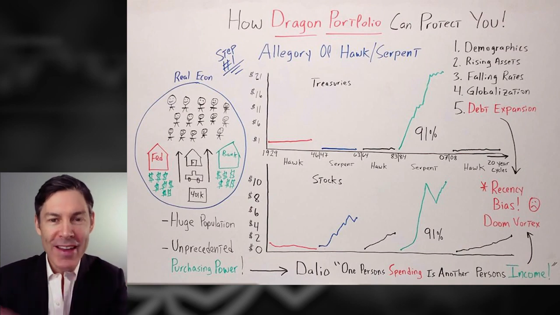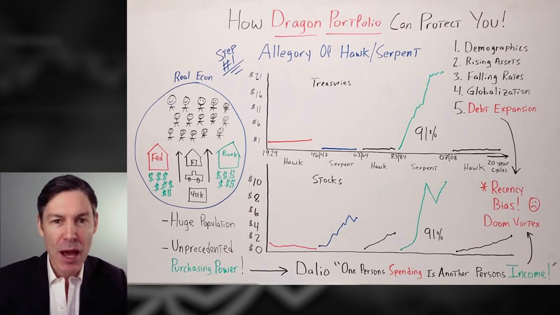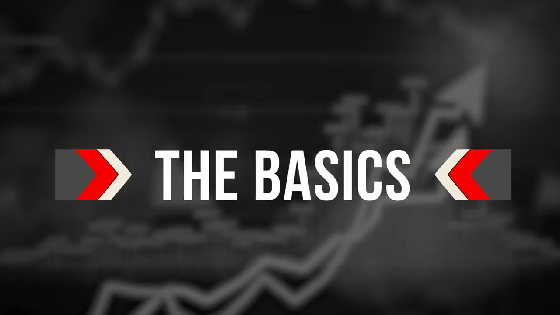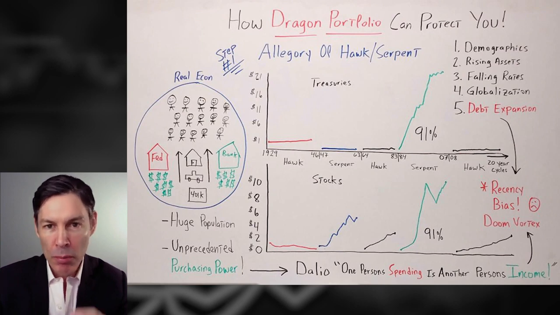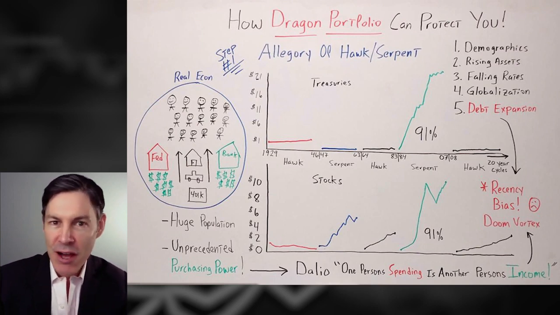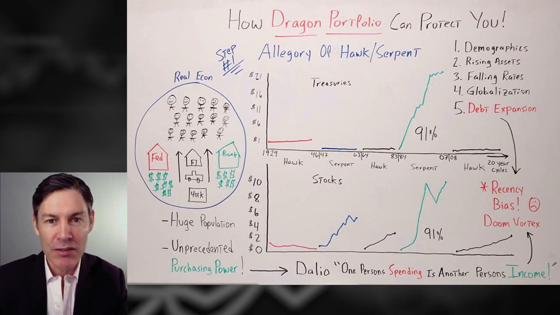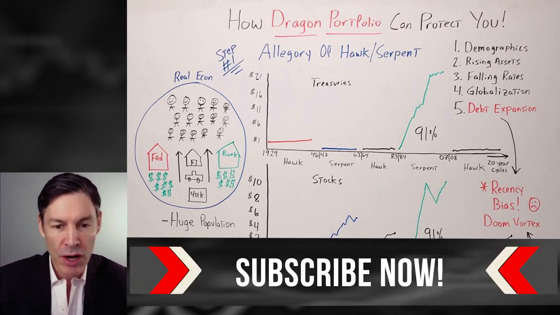In 3 simple, fast steps. Step number 1, we need to review the basics from Chris Cole's amazing paper, and we'll put a link to it in the description below. The paper is called The Allegory of the Hawk and the Serpent. Sounds a little complex, a little philosophical, but trust me, it's amazing and pretty darn straightforward.